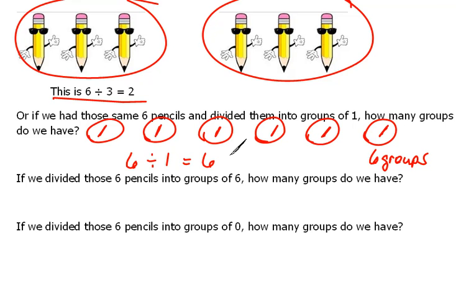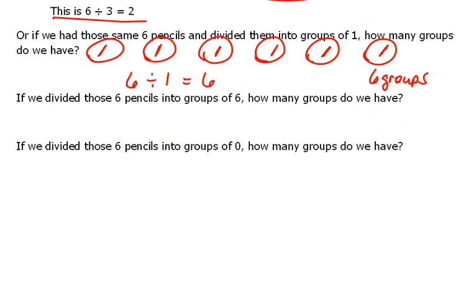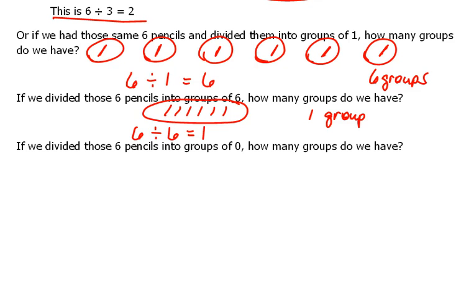Okay, let's start over again. What if we had those same 6 pencils, and this time we're going to divide it into groups of 6. So let's see, 1, 2, 3, 4, 5, 6. This is all 6 of my pencils. How many groups of 6 do we have? That would be 1 group. That's because 6 divided by 6 equals 1. So I'm hoping that we're starting to get the idea of what's happening whenever we really divide.